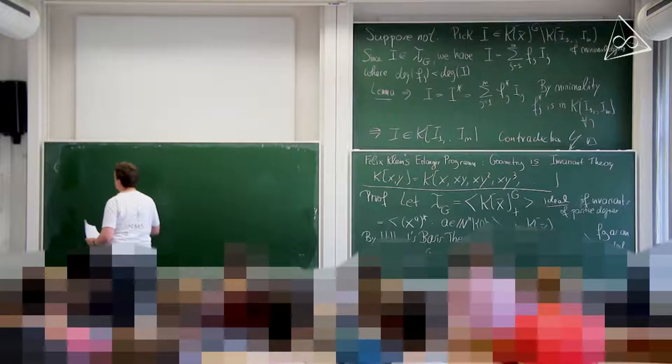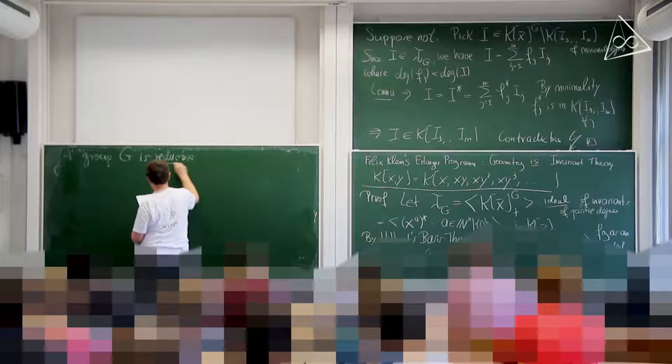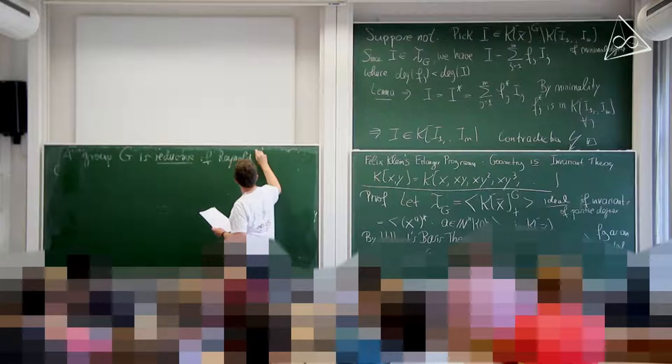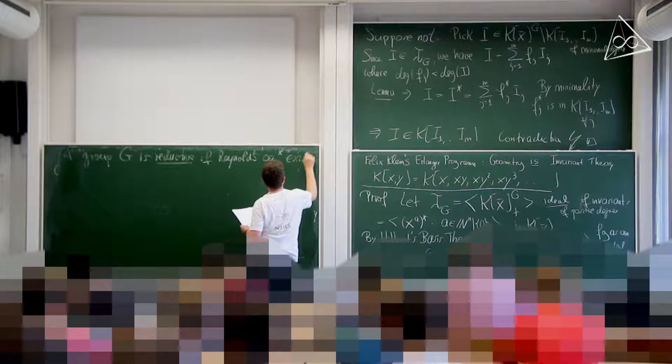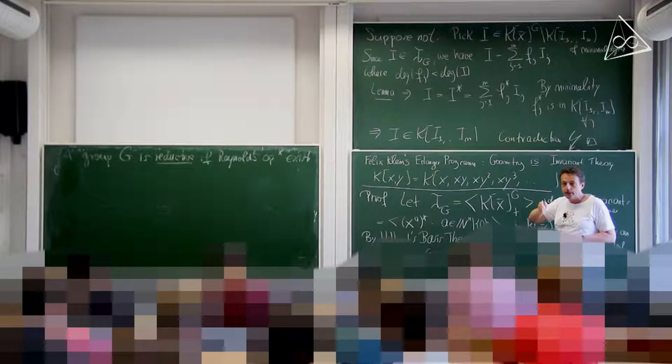We're going to say a group G is called reductive if a Reynolds operator star exists, right? Well, because the proof, what we didn't really use in the proof, we didn't use the fact that this was a finite group.